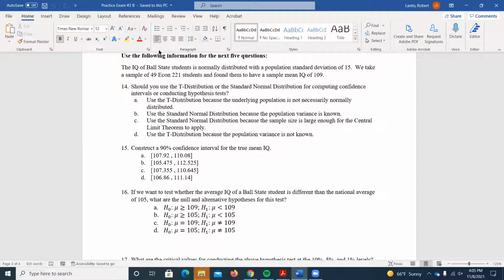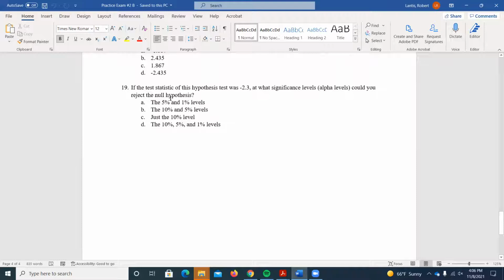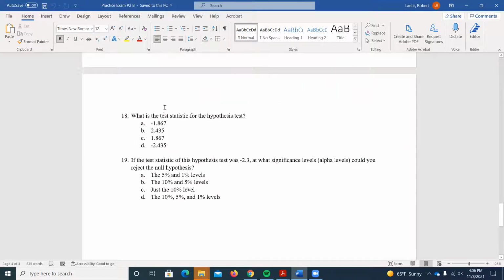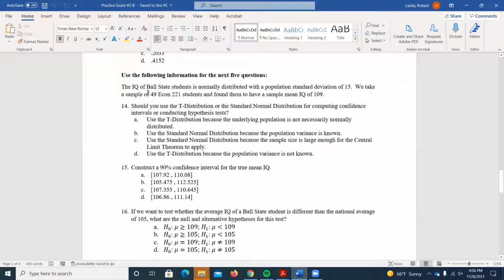So we'll start with 14. I will put up a video that is me working through questions very similar to 14 through 19, but for a slightly different problem. So for us, we're going to work through one where I've got the IQ of Ball State students. I know they're normally distributed with a population standard deviation of 15. So I'm given a population standard deviation. I've got a sample of 49 students, and I find a sample mean of 109.